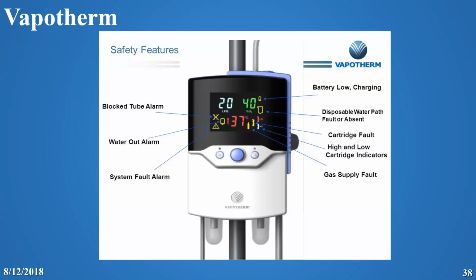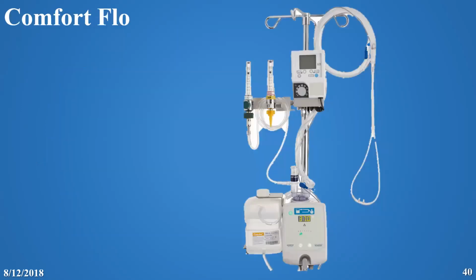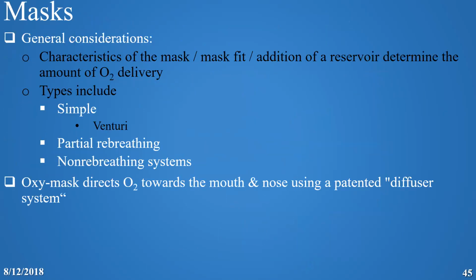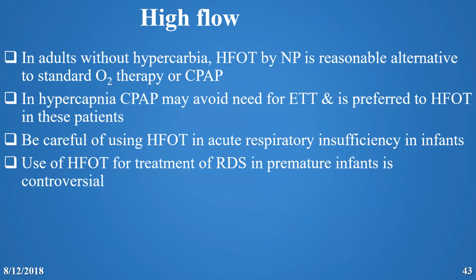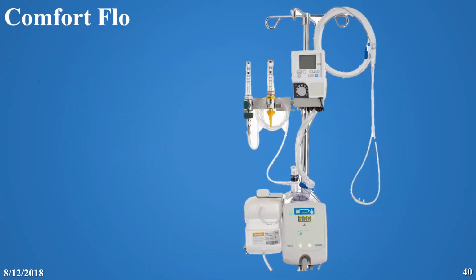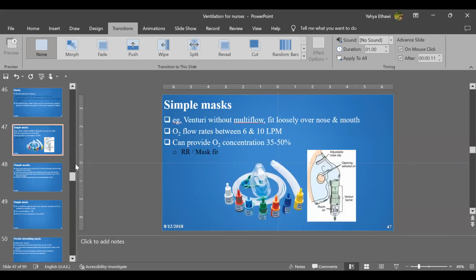Okay, I'm going to stop soon. So this is an example of Vapotherm, high nasal flow. This is another Vapotherm. This is the Comfort Flow, high flow. This is the OptiFlow. You see that happening always because of this.